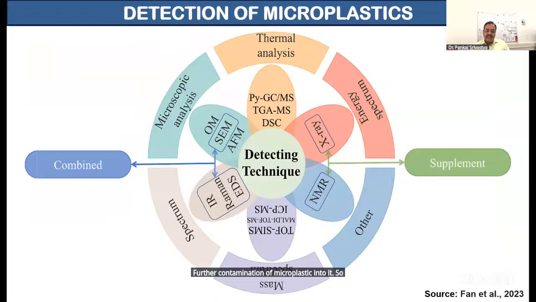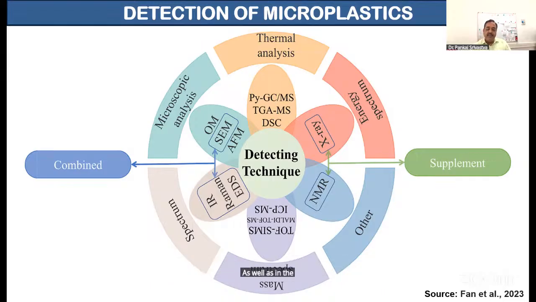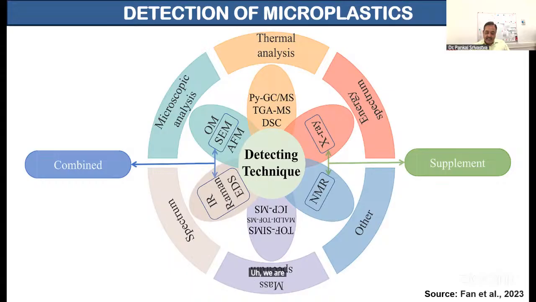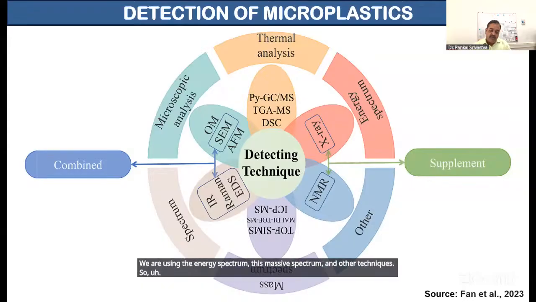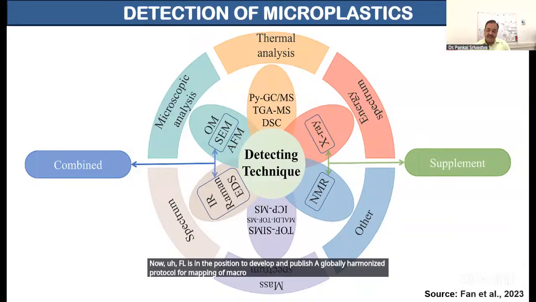So coming to the detection methods, as of now there's very little advancement for mapping of microplastic in the soil as well as in the plant ecosystem. But definitely we are using microscopic analysis, then thermal analysis, the energy spectrum, mass spectrum, and other techniques. So now FAO is in a position to develop and publish a globally harmonized protocol for mapping of microplastic in the different kinds of soil types globally.